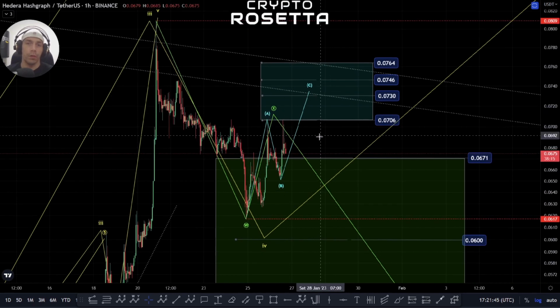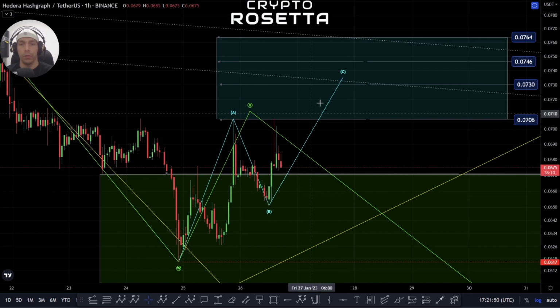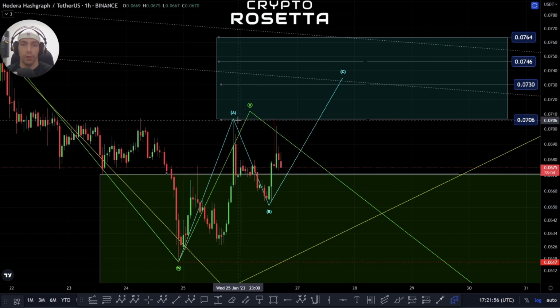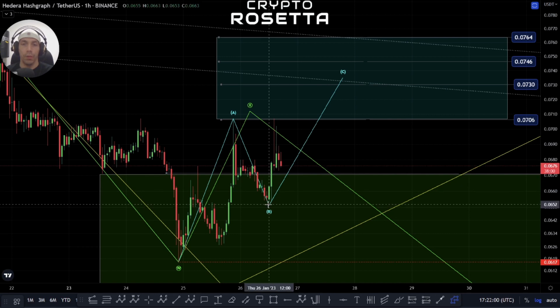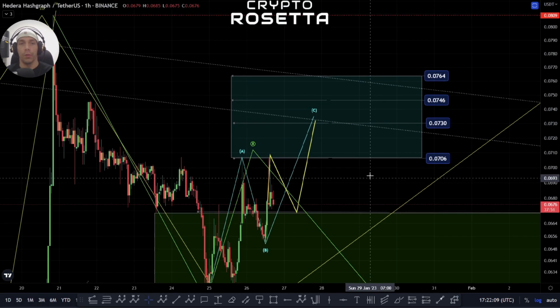So that's a corrective structure, because it is within this structure itself, it is possible to move up. And basically what we'd be looking for then is the fact that we're forming an ABC to the upside. So this would be our A wave. We'd have had this retracement for this connector wave, a B wave. So this could either be a 5-wave move or potentially a 3-wave move and be a WXY. So we could see something like this play out and move deeper into this zone.